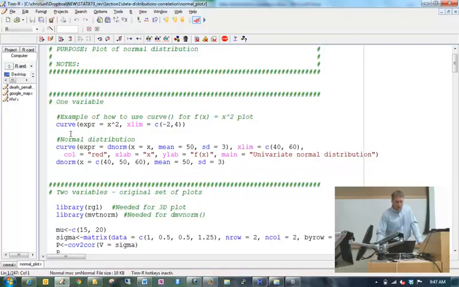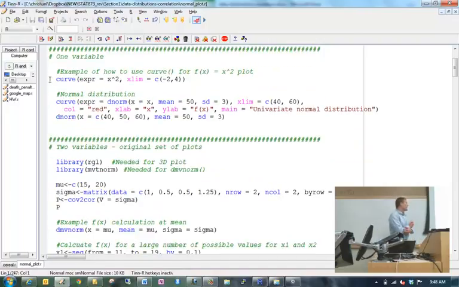But before we actually do the plotting, I think it's always helpful to look at a simpler example with the curve function. Let's say I want to graph f of x is equal to x squared. I want to graph it from x equal negative 2 to positive 4. So with the curve function in R, I can say curve.